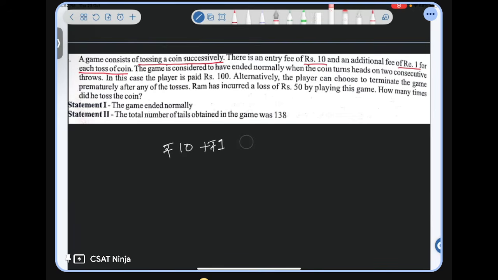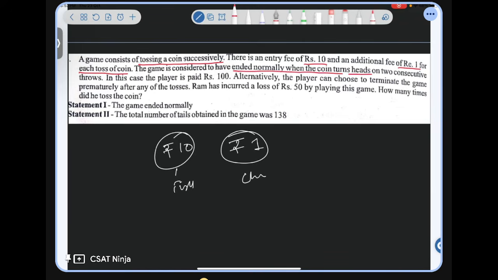So now, if you toss the coin once, there is a charge of 1 rupee on top of the fixed charge. What is the game here? The game is considered to have ended normally when the coin turns head on 2 consecutive throws. Let's say you are getting head, tail, head, tail, head, head. So the game will end normally. That means you will win the game if you get head 2 times. That's what the question says.